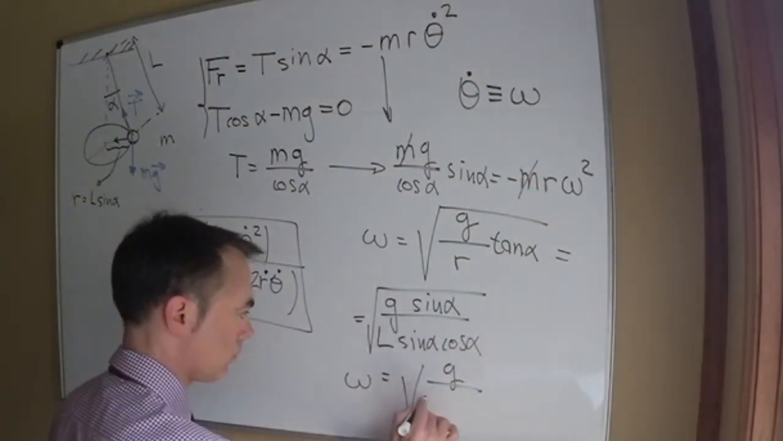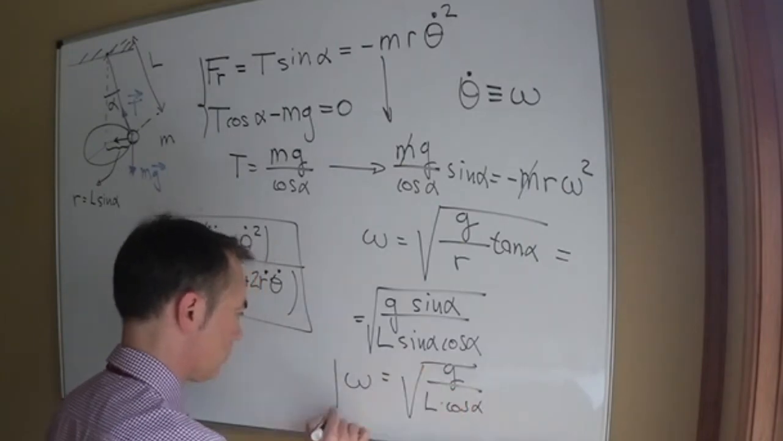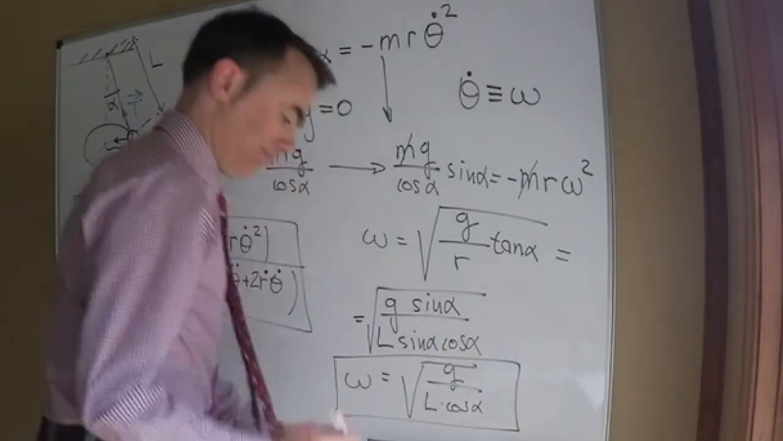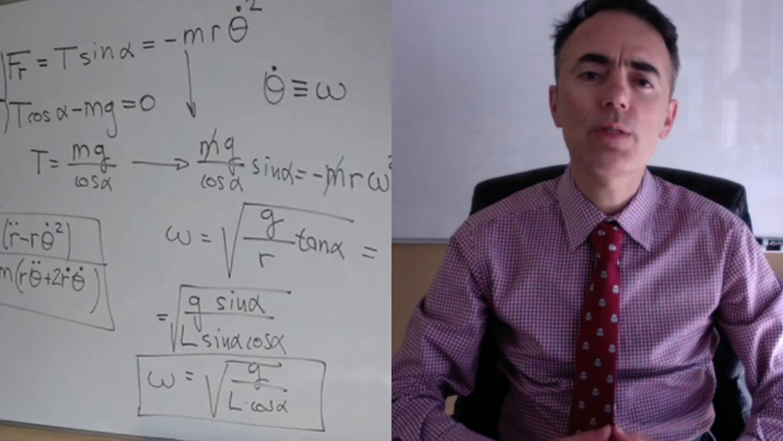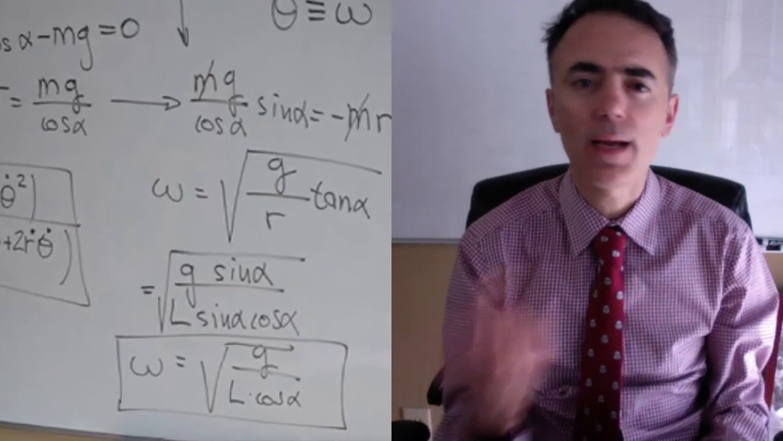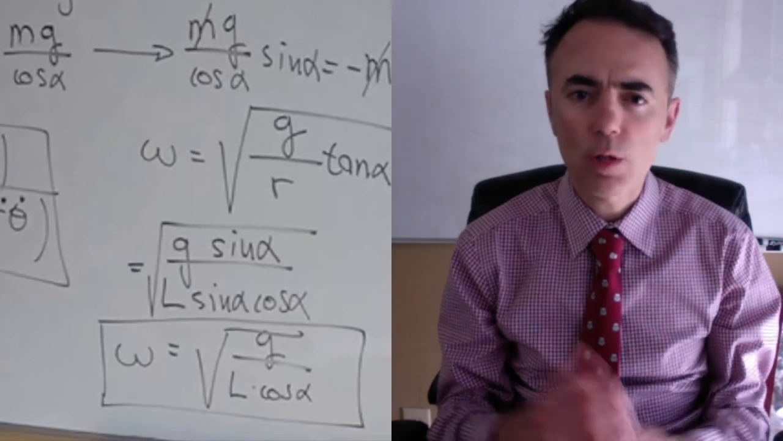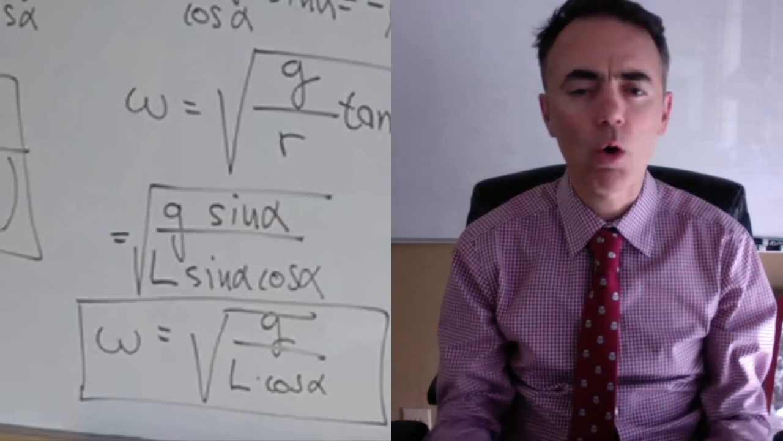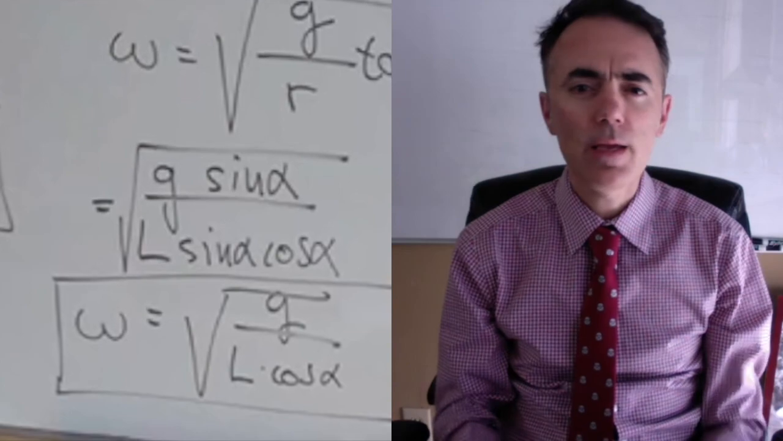is the square root of g over L cosine of alpha. If alpha is close to 90 degrees, the angular frequency tends to infinity, as the bob would have to be moving very, very fast to keep that angle. If alpha is close to 0, the cosine of 0 is 1, and we recover the frequency of a simple pendulum.